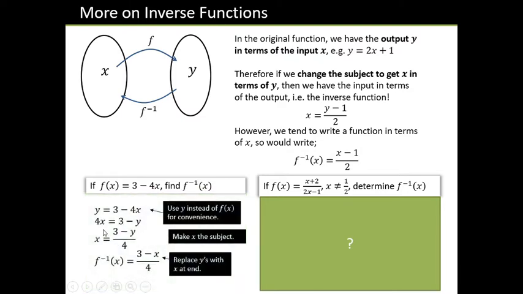So let's just have a look at that. We'd have y is equal to 3 minus 4x. I rearrange to make x the subject, and then at the end, instead of x, we write f minus 1 of x, and as we always typically have x as the value that we're substituting in, we replace our y for x here.